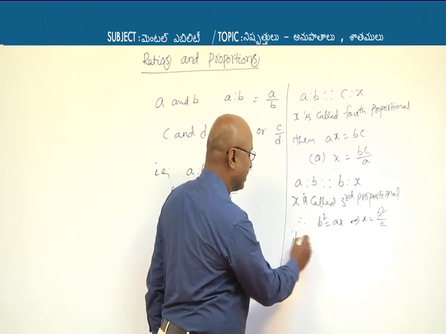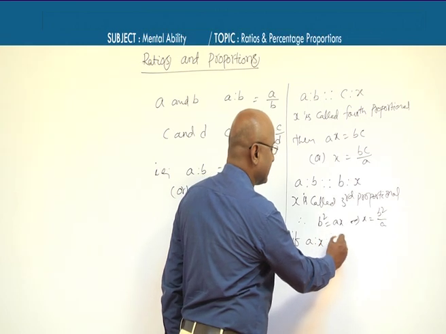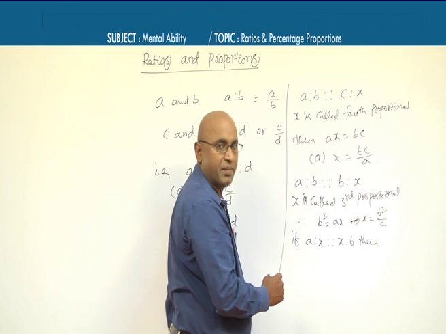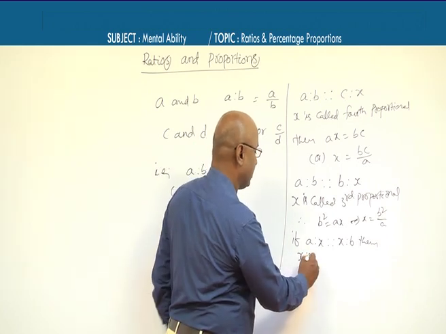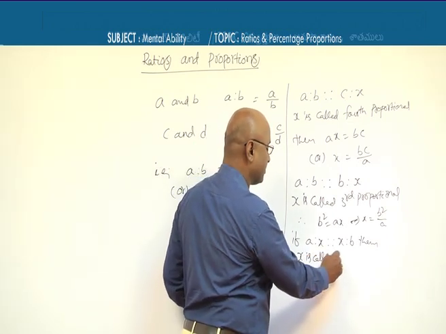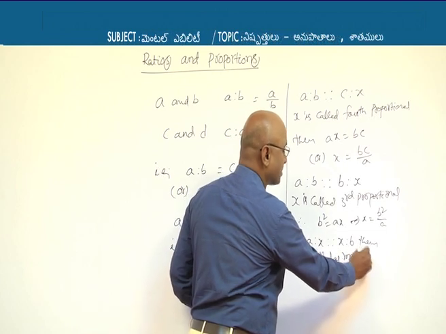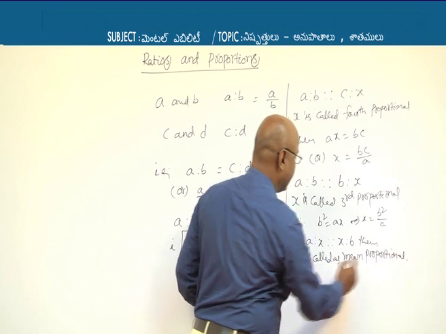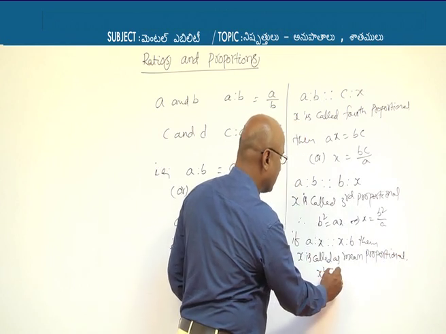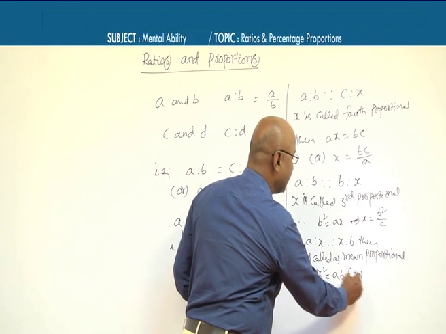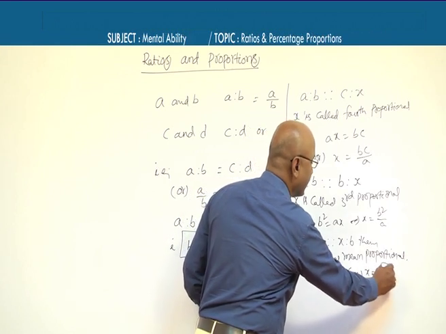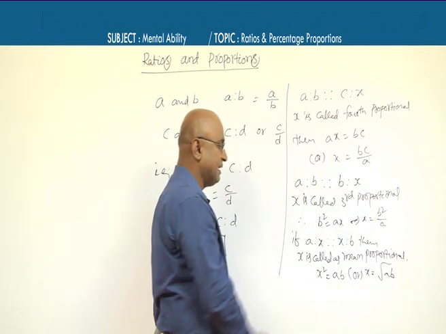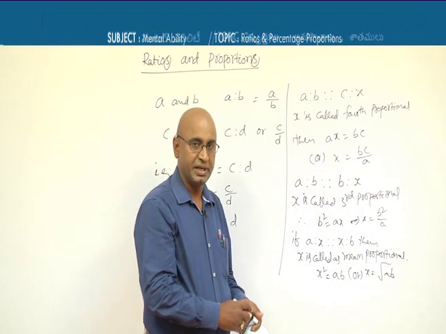Similarly, if A is to X as X is to B, then X is called the mean proportional. Then X square is equal to AB, or X is equal to root AB. So the mean proportional of A and B is X equal to root AB.